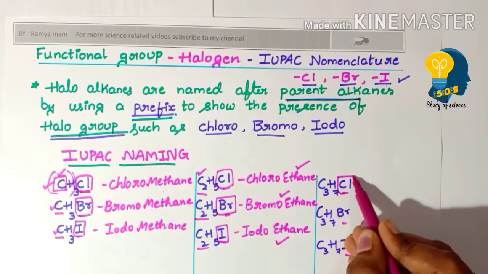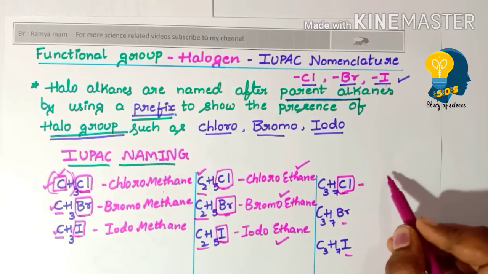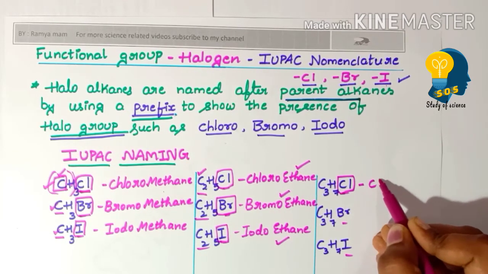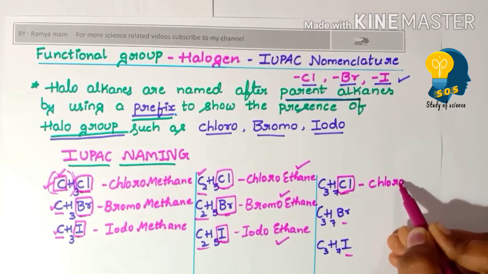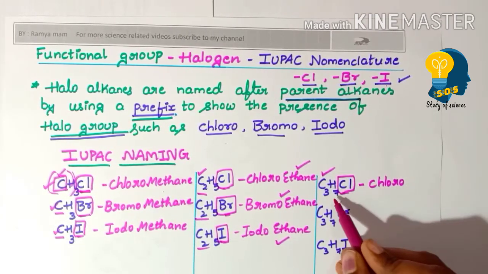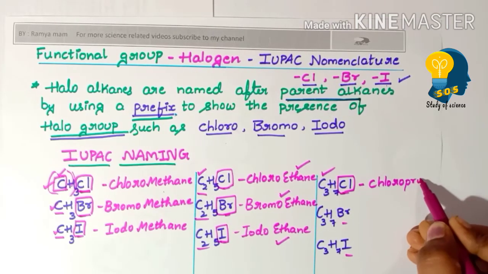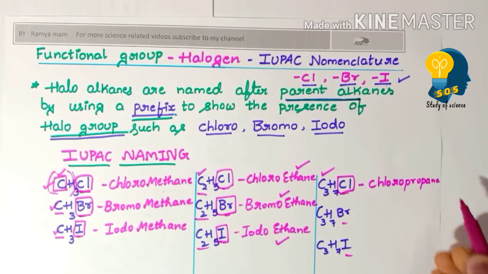Moving to a few more examples which come under the halogen group, C3H7Cl. You have to look at the functional group. It is Cl, so we write it as a prefix. Cl means it is chloro. How many carbon atoms are present? Three carbon atoms are present. It is prop, so it is propane. Chloropropane.